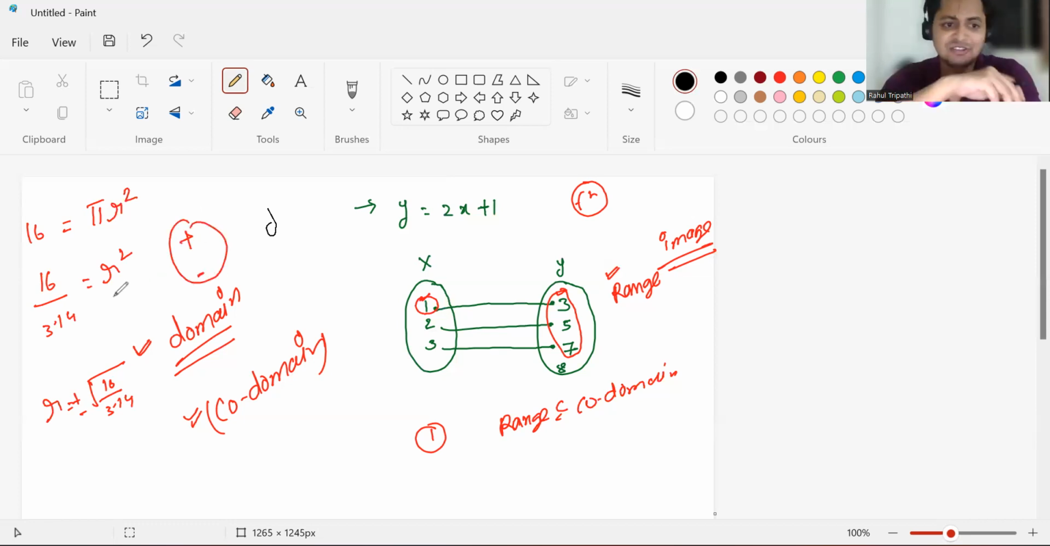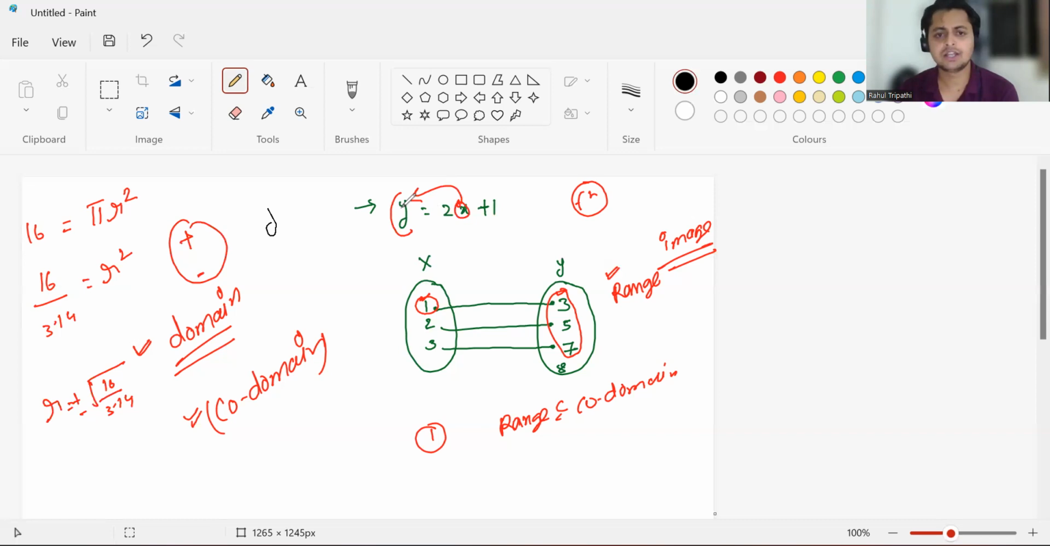If you say it's a function, please comment your thought in the comment section. If you think it's not a function, and if you think it's a function, please let me know why. So you got my point: for each input you will get one unique output. If that is the case, that will be an example of a function.